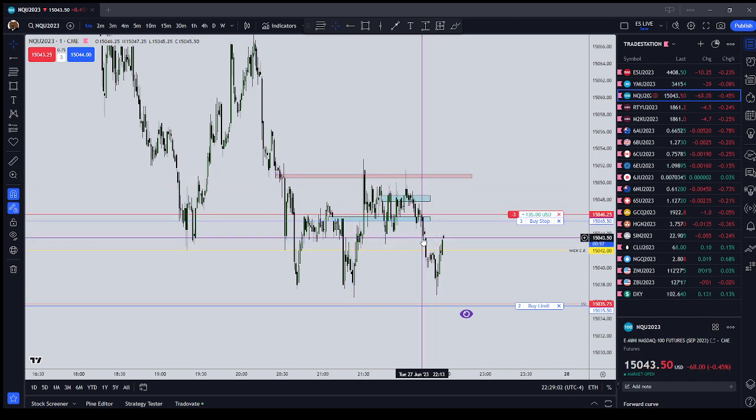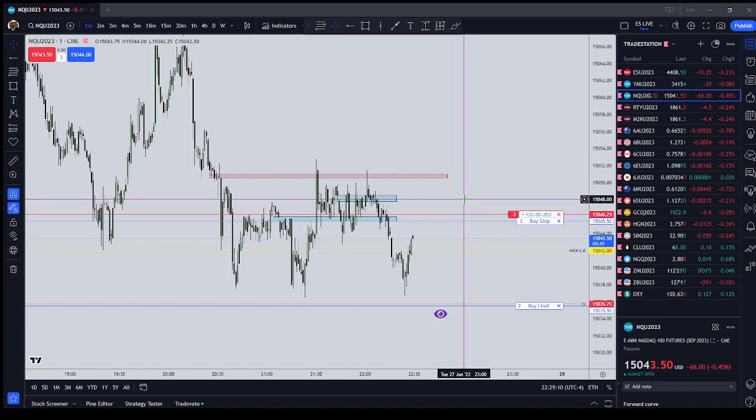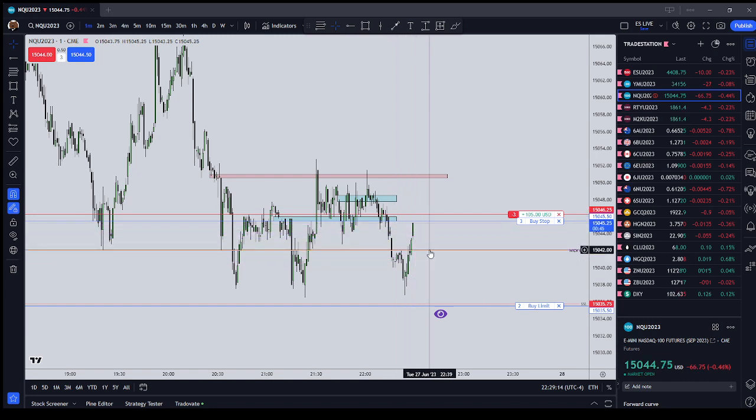So I warned you that you can't put the stop in an inefficiency. You just can't. I just put my stop 3 ticks into a break even. I wasn't going to move it lower because, again, this thing could turn on an inefficiency.